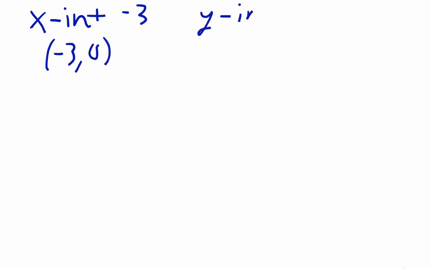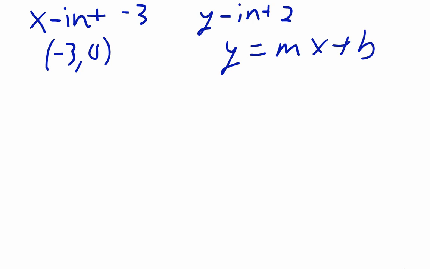And let's say I have another example. My x-intercept, let's say, is negative 3. So that means it crosses the x-axis at negative 3, 0. And my y-intercept is 2. So once again, I can use whatever equation. Usually the slope-intercept form is the easiest one.